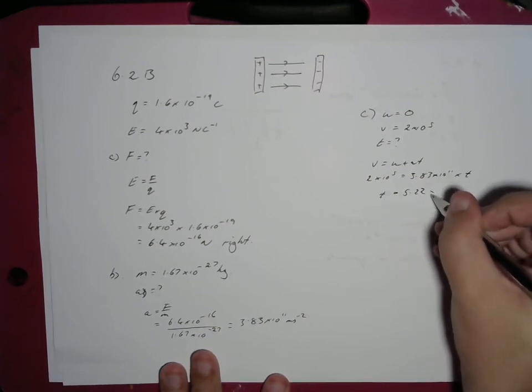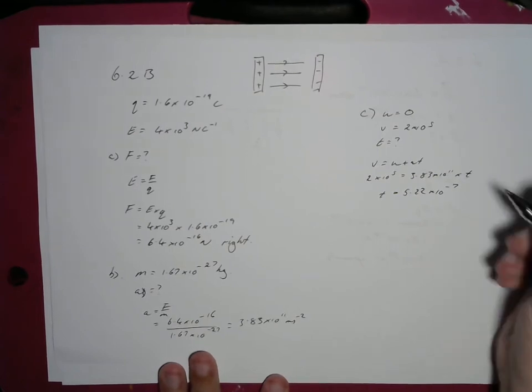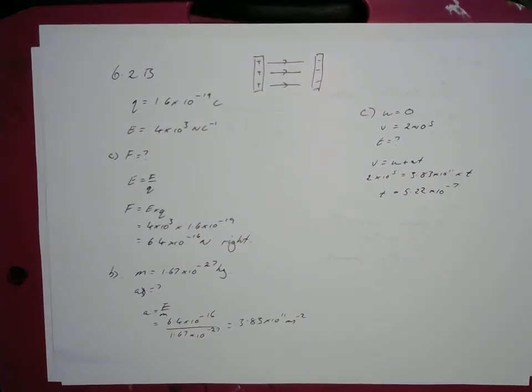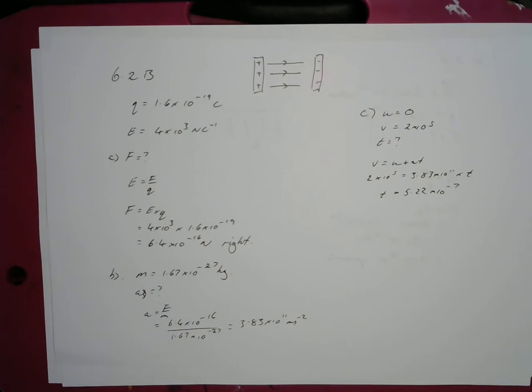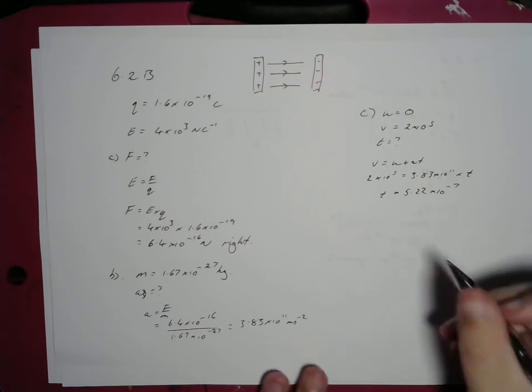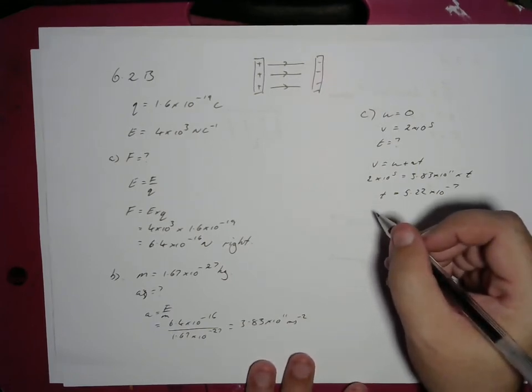5.22 times 10 to the negative 7. So 2 times 10 to the power of 5, I mean, that's pretty fast, 20,000 meters per second. But still, because of this massive acceleration, the time does not take all that long. And the last it wants is the distance.